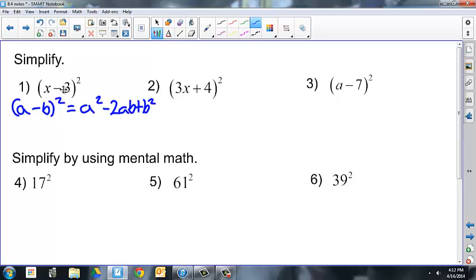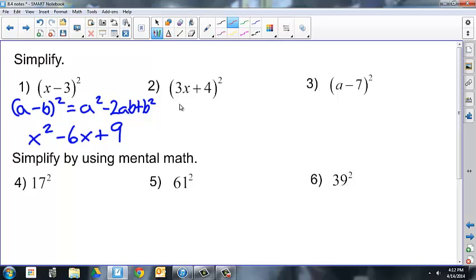I'm just going to go ahead and jump straight to the answer. A squared is, in this case, x squared. 2 times x times 3 would be 6x. And then b squared, the b term is 3, that's plus 9. That easy. All right, let's try another one.